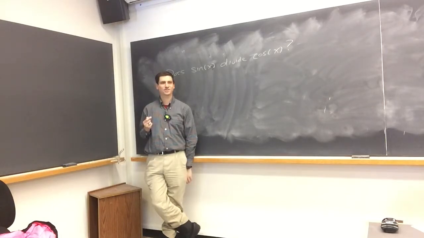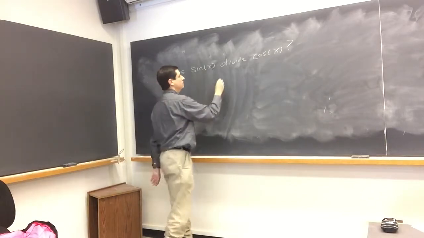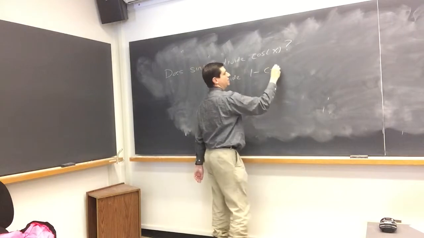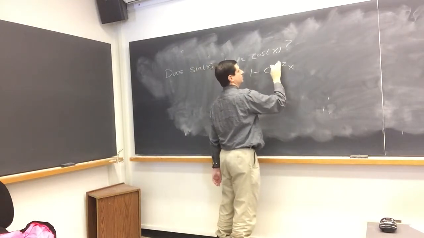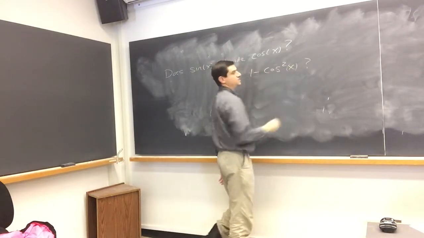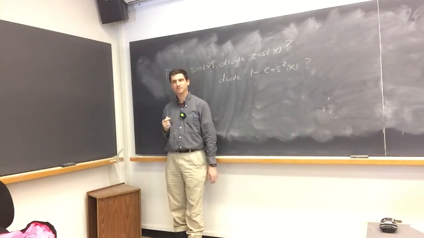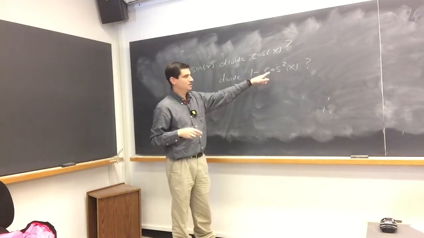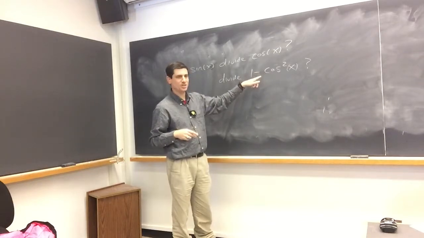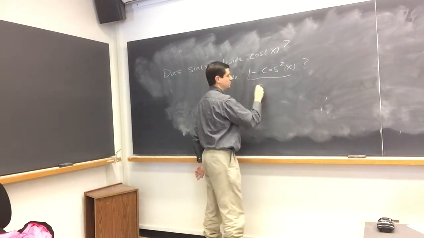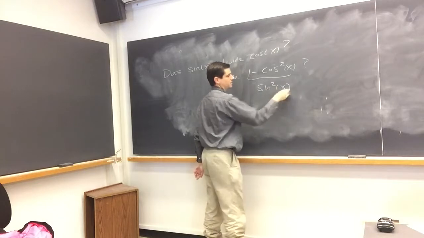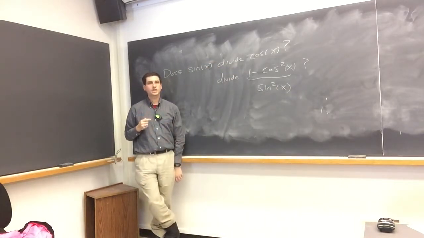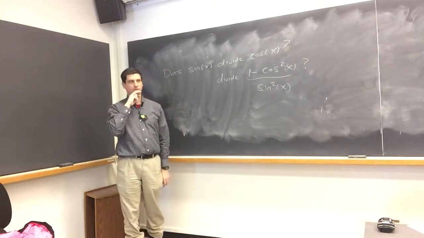We agreed no, correct? What about 1 minus cosine squared of x? Does sine go into that? Yeah. We can write this as 1 minus cosine squared, so this is actually just sine squared x. So you can get into strange situations.